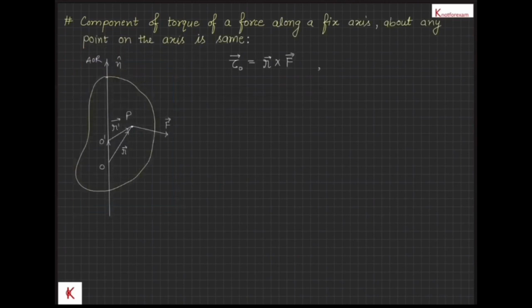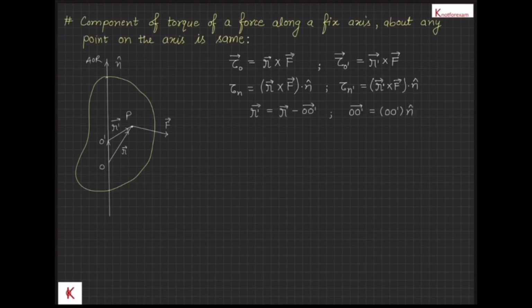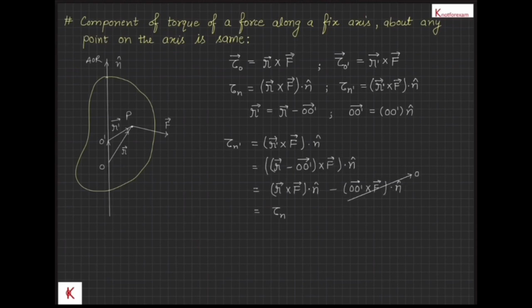Torque about these points are r vector cross F vector and r dash vector cross F vector. And components along n cap are respectively r vector cross F vector dot n cap and r dash vector cross F vector dot n cap. Also r dash vector is equal to r vector minus O dash vector, and O dash vector is along the axis of rotation, that is in the direction of the unit vector n cap. Now the component of torque about O dash along the axis will be equal to r dash vector cross F vector dot n cap, that will be equal to r vector minus O dash vector cross F vector dot n cap, and that will be equal to r vector cross F vector dot n cap since the other term will be 0. Therefore tau n dash will be equal to tau n, which verifies that the component of torque about any point on the axis is the same.